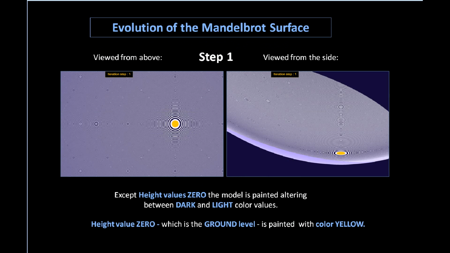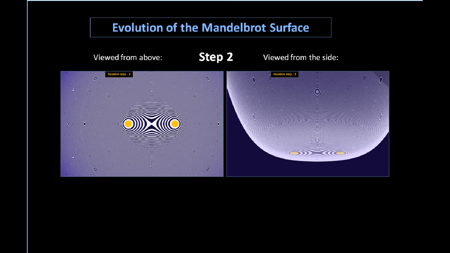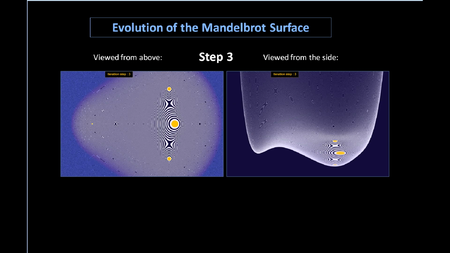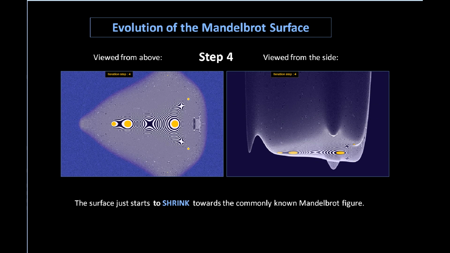Step 1. Accept height values 0. The model is painted alternating between dark and light color values. Height value 0, which is the ground level, is painted with color yellow. Step 2. Step 3. Step 4. The surface just starts to shrink towards the commonly known Mandelbrot figure.